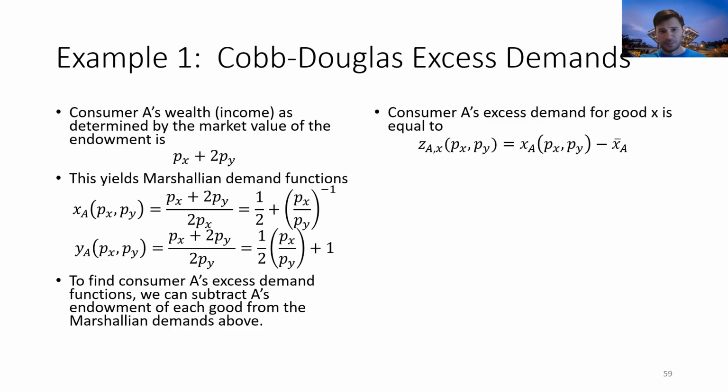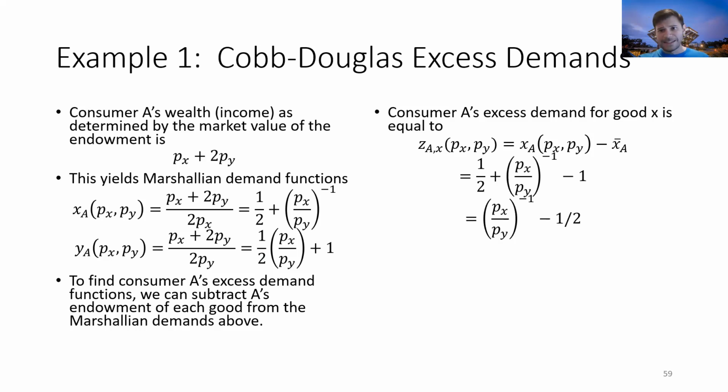Okay, now what was X bar A? It was 1 unit. So all we have to do is take the demand, subtract that endowment, and now we have the excess demand function for good X. Okay, and this is for individual A.